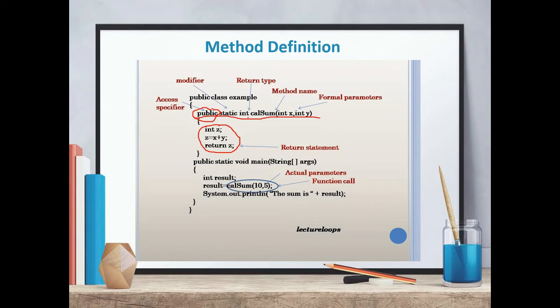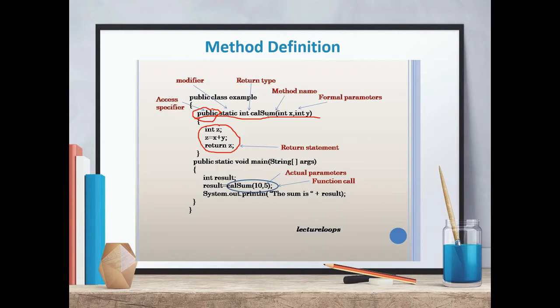Okay. Then there is the return type. A function may return a value also. Okay. So the method can return at most one value, not more than one value. So we have to specify the data type of that particular return value. If our function is not returning anything, then we have to mention void here.